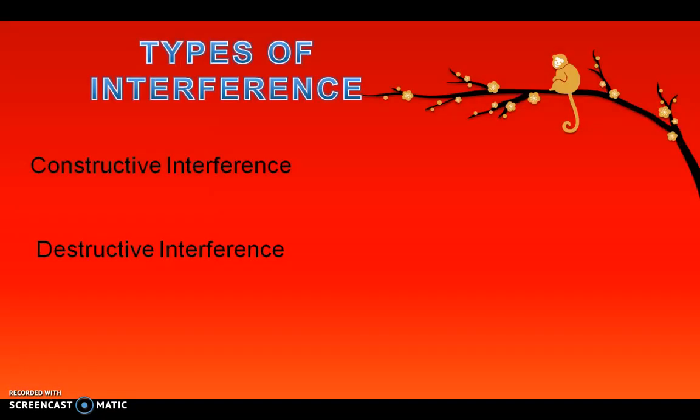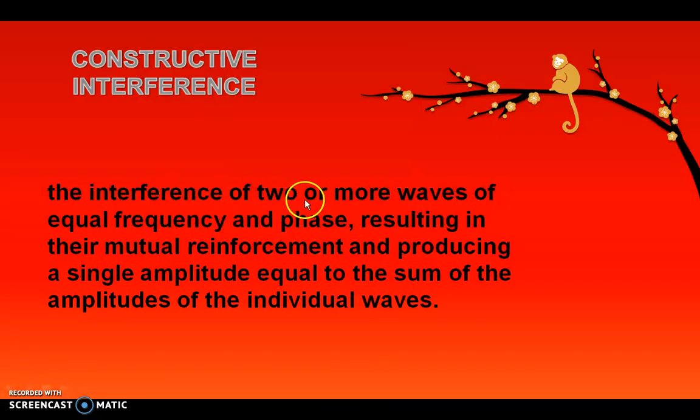Interference is divided into two. We have the constructive interference and the destructive interference. What is constructive interference? Constructive interference is the interference of two or more waves of equal frequency and phase resulting in their mutual reinforcement, that is overlapping, and producing a single amplitude equal to the sum of the individual amplitudes of the waves. That is the superposition of two waves to produce a wave that is higher, that is bigger than the initial waves combined.